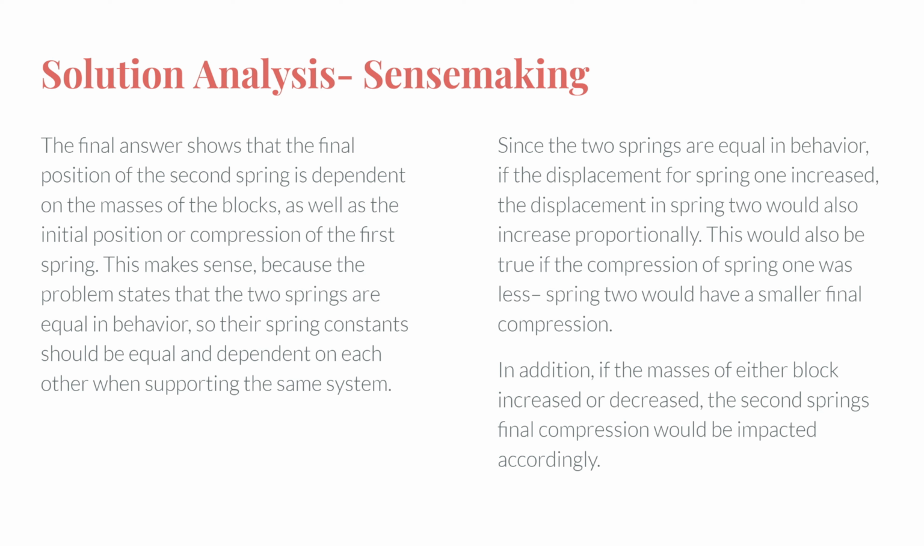Since the two springs are equal in behavior, if the displacement for spring 1 is increased, the displacement in spring 2 would also increase proportionally. This would also be true if the compression of the spring 1 was less. Spring 2 would have a smaller final compression. In addition, if the masses of either block increases or decreases, the second spring's final compression will be impacted accordingly.